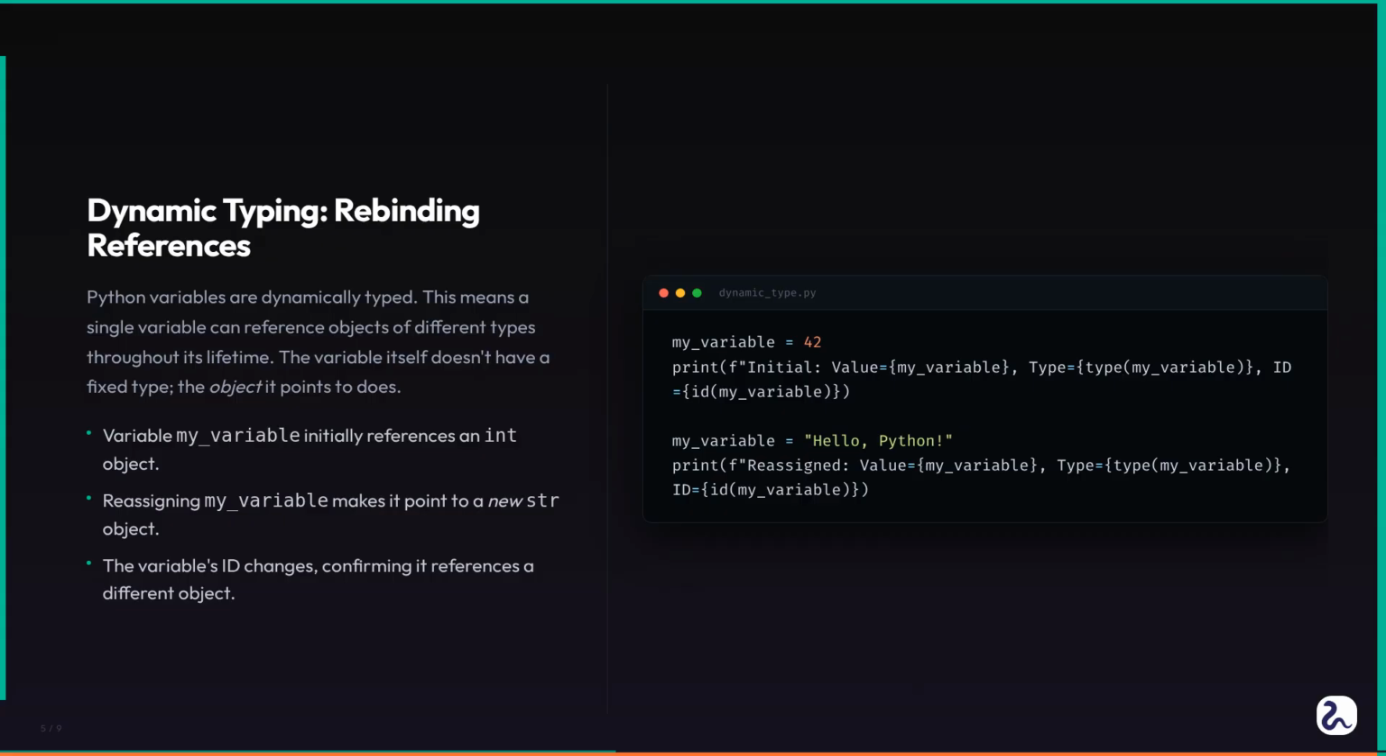The output clearly shows what is happening. First, my_variable points to the integer 42 with an ID like 140737351954384 and type int. After reassignment, its value is "hello, Python". Its ID is now something completely different, like 140737351954560, and its type is string. The original integer object 42 is still in memory, potentially waiting for garbage collection if nothing else references it. my_variable simply peeled off its old sticky note and stuck it onto a brand new string object.